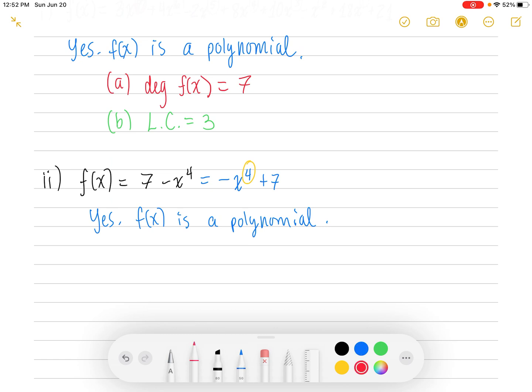Okay, now remember what the degree is. Degree is the largest exponent. This term had an exponent of 0, and this one has an exponent of 4. Obviously, the largest exponent is 4. So the degree of this polynomial is 4. So part A is done.